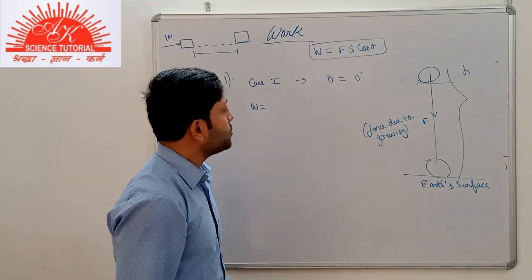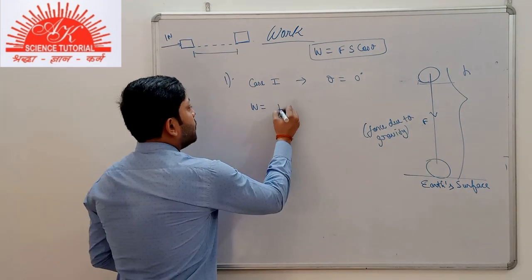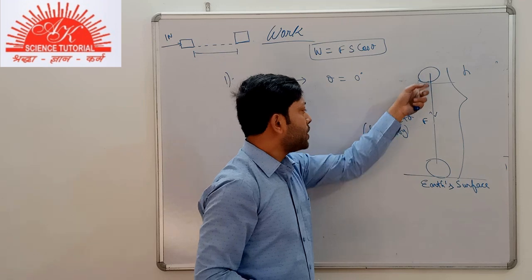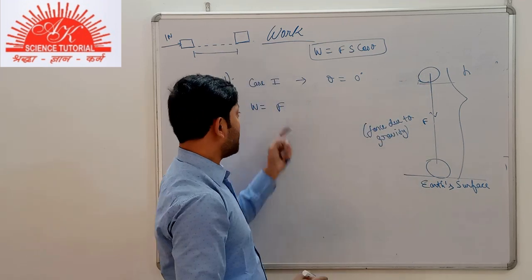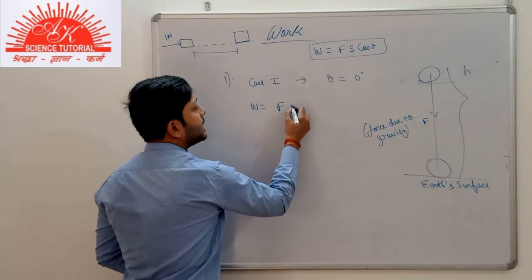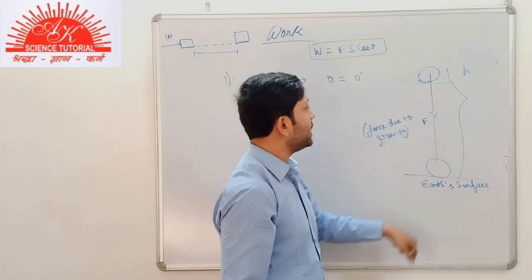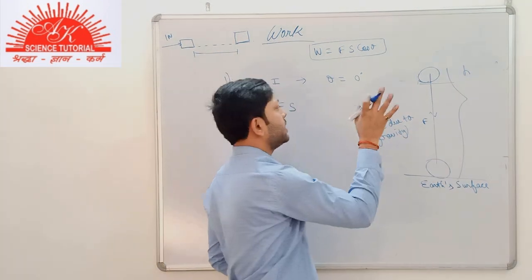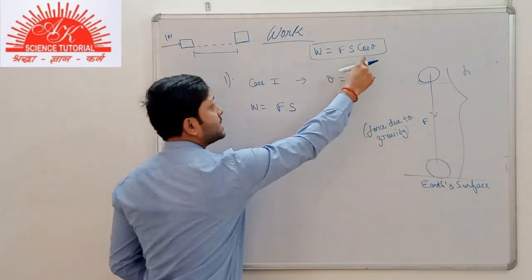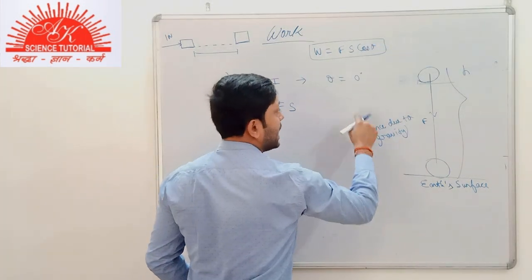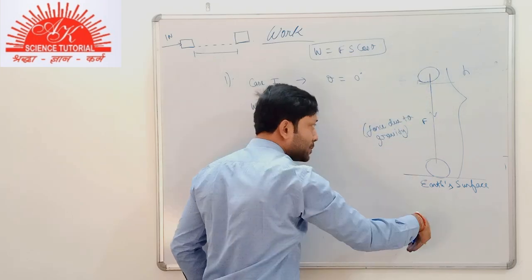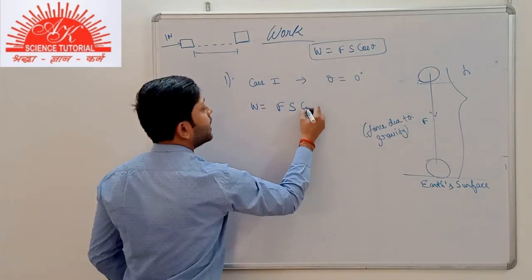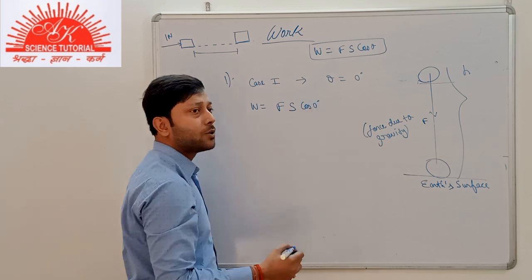So for the force due to gravity, we assume that the force exerted on the ball by earth is capital F. S is the displacement. Suppose the displacement of the ball is h or s, anything. And what about this theta? Theta is the angle between force and displacement, both are in the same direction. So theta here is 0. And as you know, cos 0 is 1.